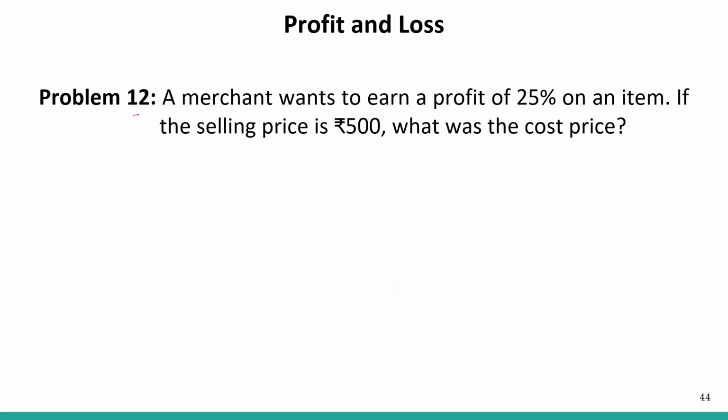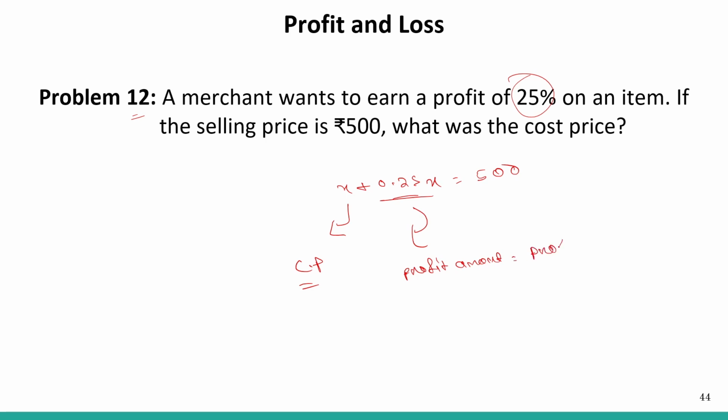So let's see problem number 12. A merchant wants to earn a profit of 25% on an item. So the selling price is 500 rupees. So x plus 0.25x is equal to 500. Let's assume that x is the CP here, cost price. So the profit is 25%. So profit amount will be what? Profit percentage in decimal into CP, right? So this is equal to 0.25 into x. Okay. So this implies that 1.25x is equal to 500.